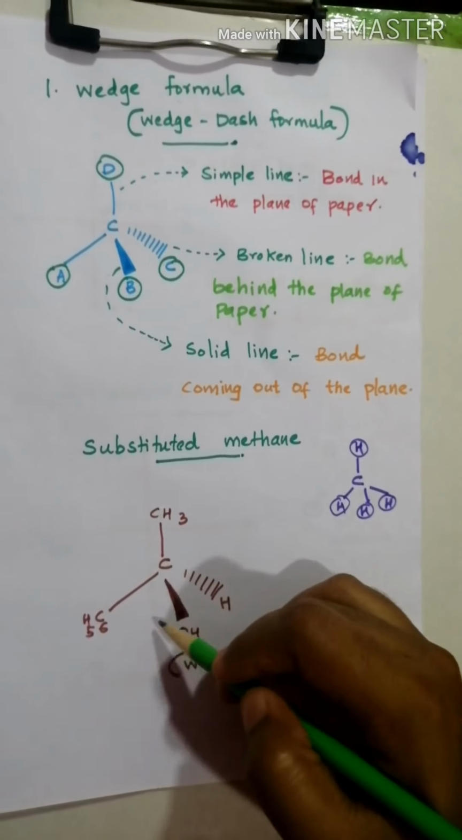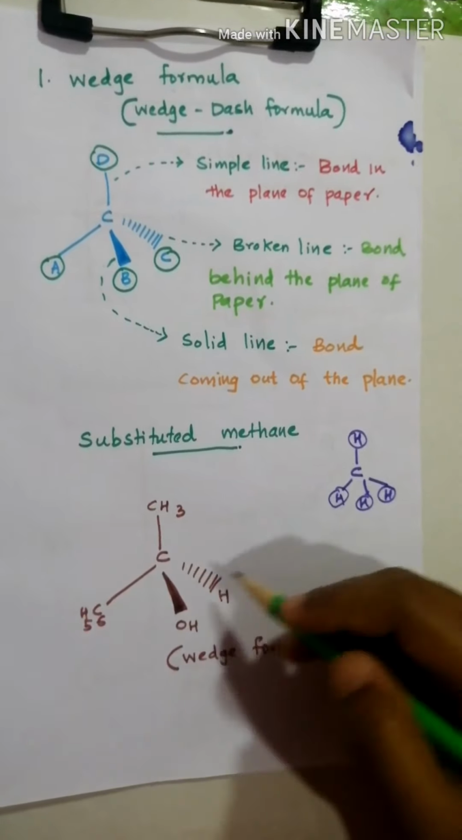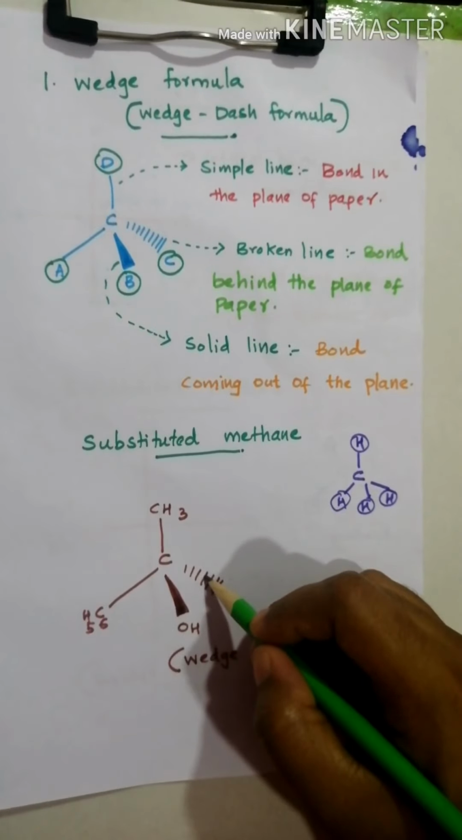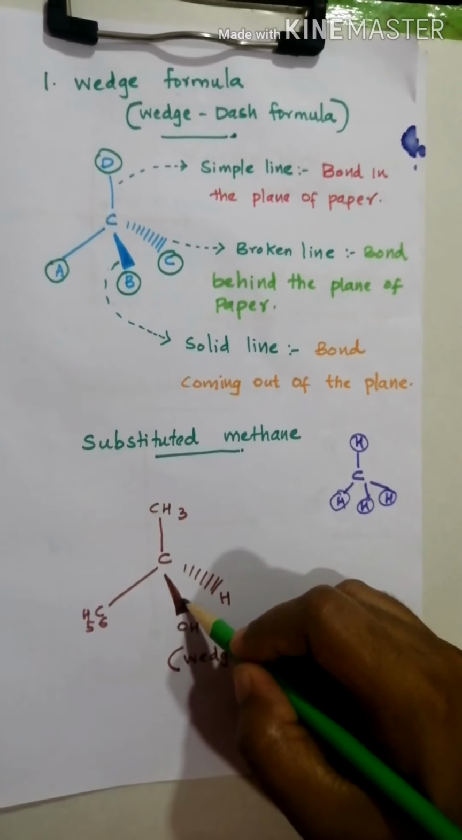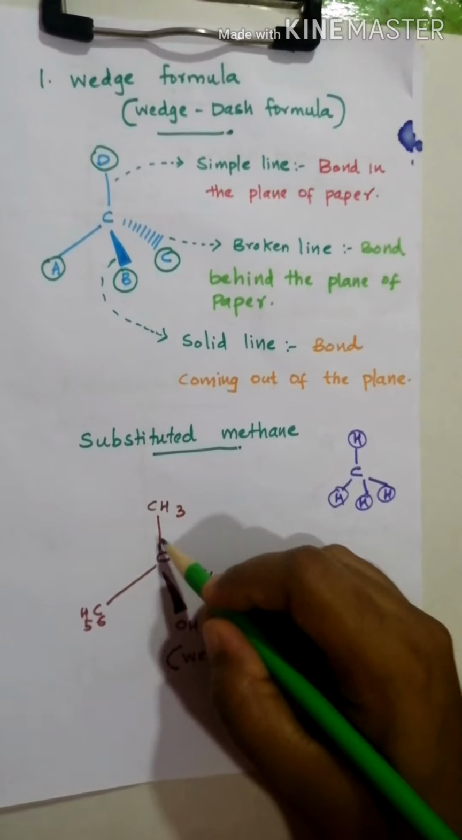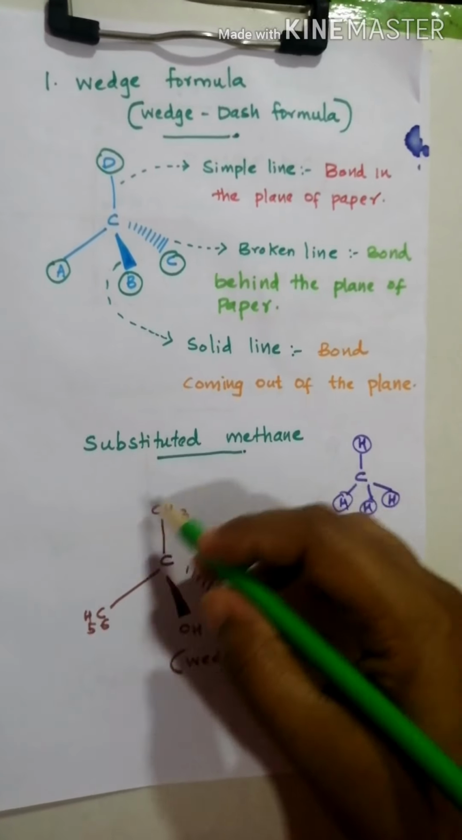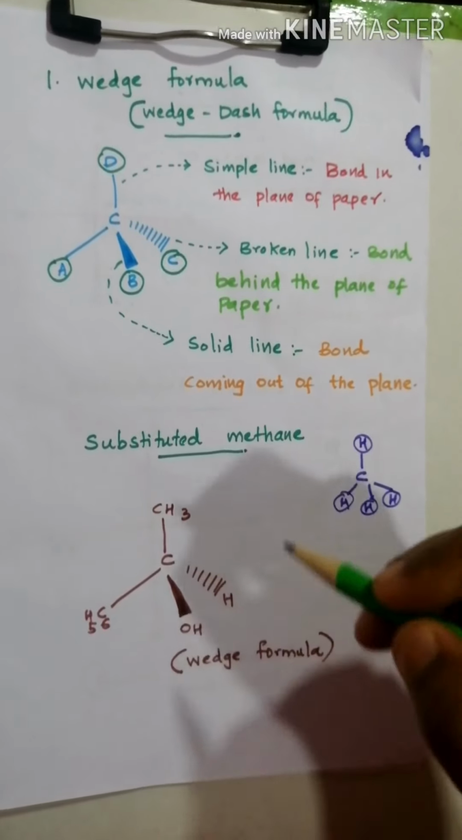This is a chiral carbon, and this is the representation of the wedge formula. We can observe different types of bonds. One is facing towards us, one is behind the plane, and this is a normal line. This is a perfect example of a wedge formula.